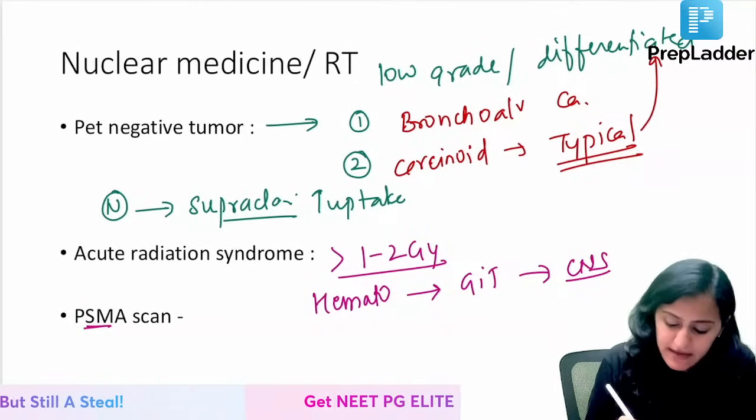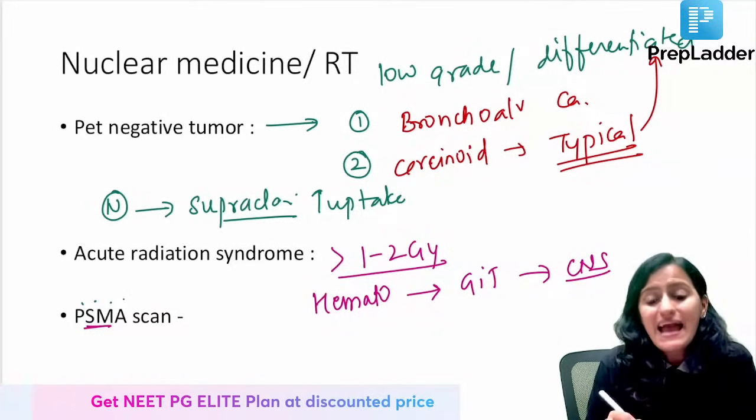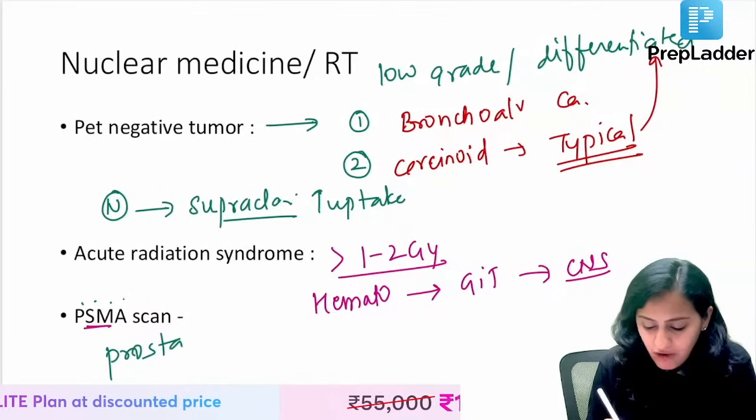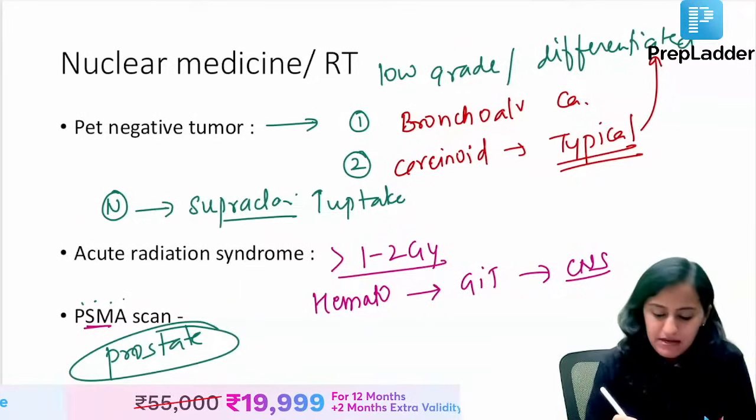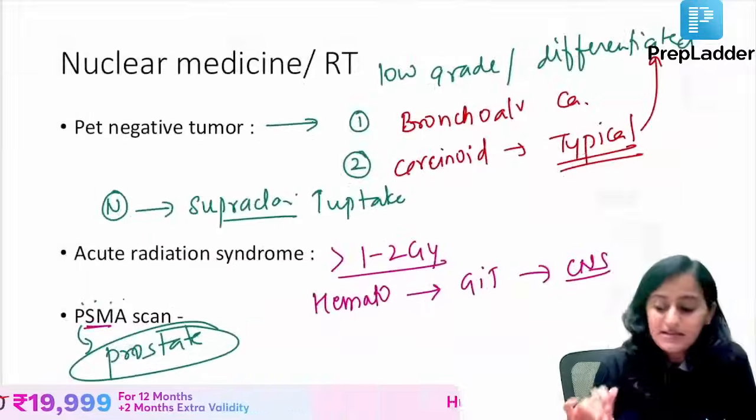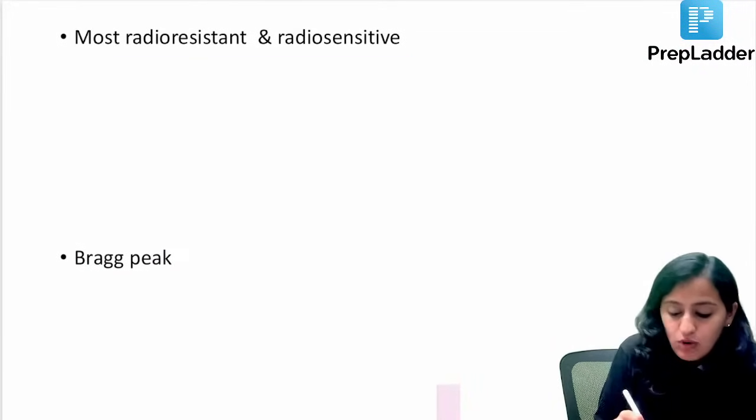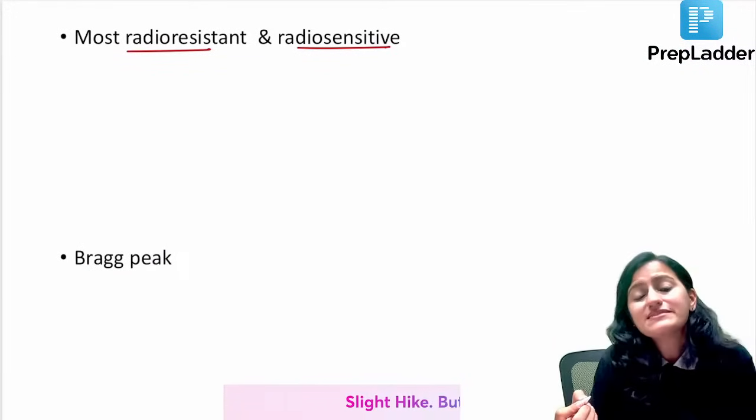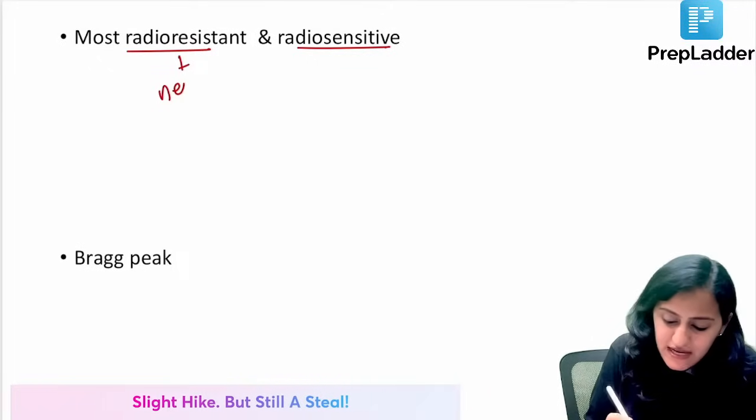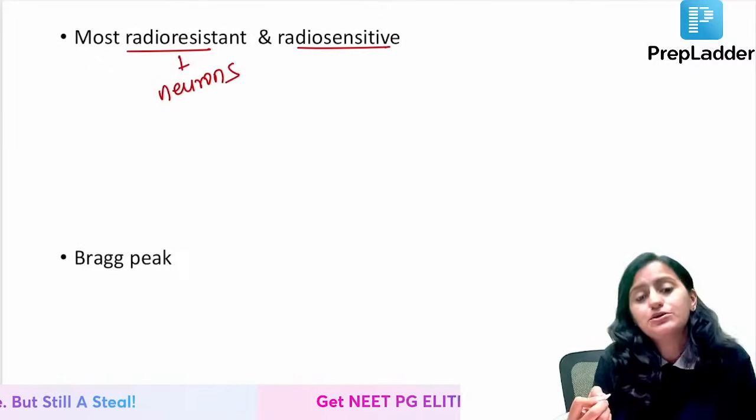So PSMA is prostate specific membrane antigen. So remember this is done for prostate. Okay, P for prostate. PSMA is done for prostate. Remember that. Okay. Which is the most radio resistant and most radio sensitive tissue? Most radio resistant is the neurons.